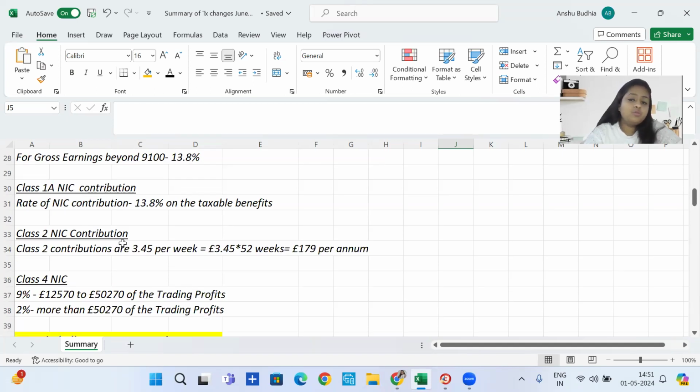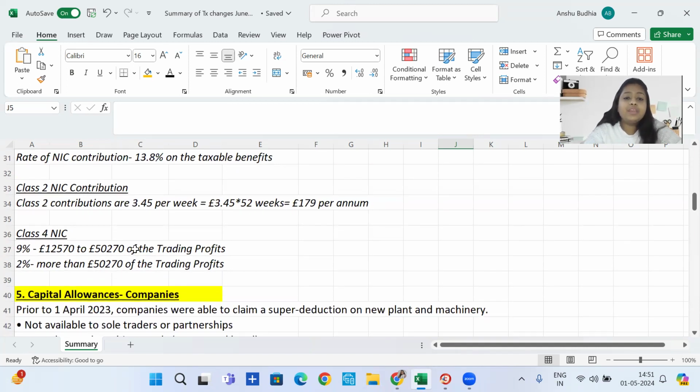NIC Class 2 contributions have also changed. Now it is 3.45 pounds per week, so for a year it will be 179. Class 4 NIC is again charged slab-wise. For profits falling between 12,570 till 50,270, the NIC rate is 9%. Beyond 50,270, the NIC rate is 2%.